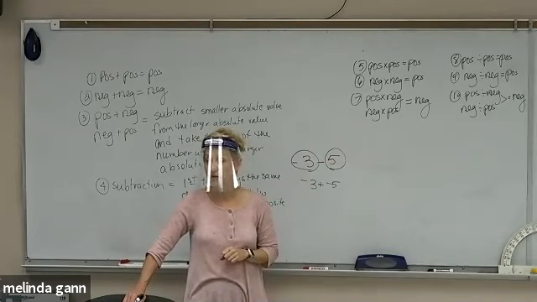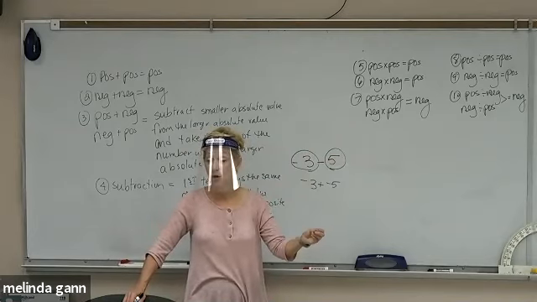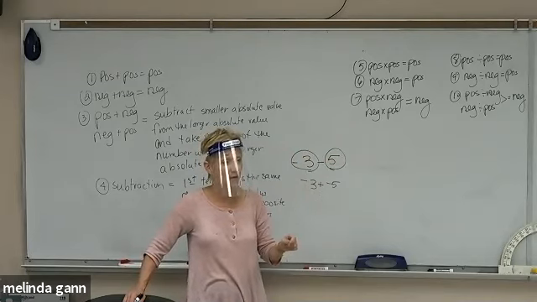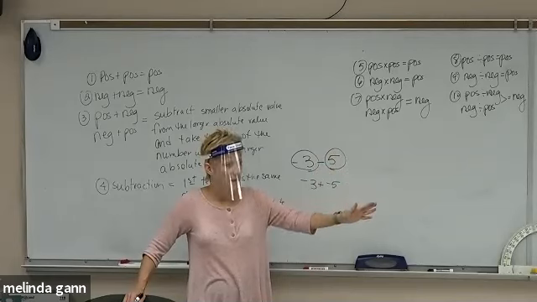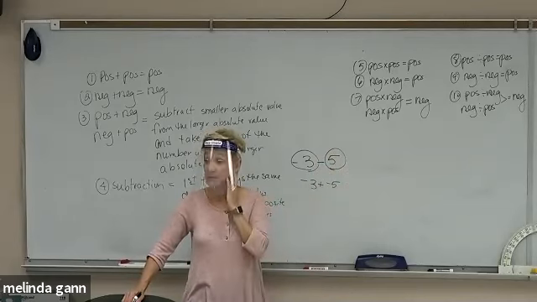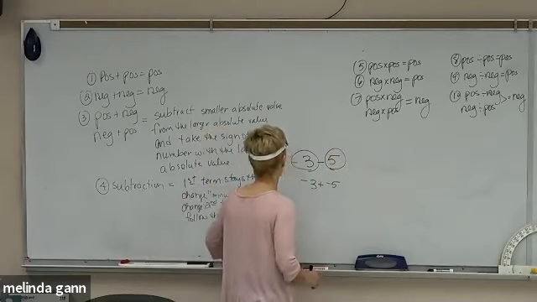When I'm multiplying or dividing, when the signs of the numbers are the same, the answer is positive. When I'm multiplying or dividing and the signs of the numbers are different, the answer is what? Negative. So the fewer the rules they have to memorize, sometimes the easier it is. Now, I want to make sure we're clear about something.